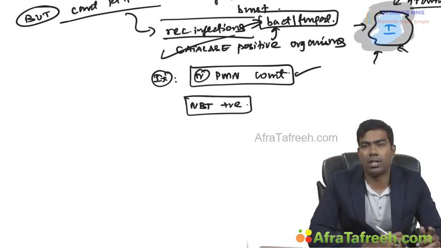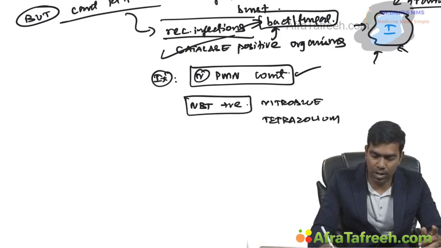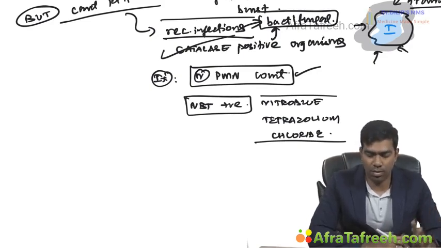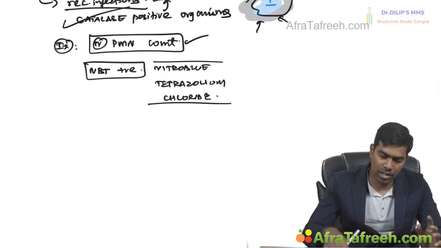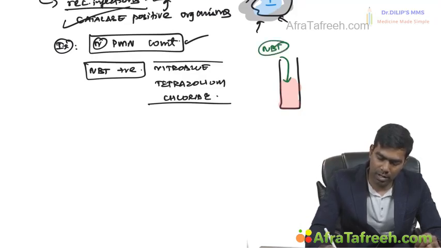That is called nitroblue tetrazolium chloride. Nitroblue tetrazolium chloride. So this test is going to be positive. So what do you mean by the nitroblue tetrazolium NBT test? Here what is going to happen is you have a blood sample, and you are going to add this molecule, this NBT molecule.